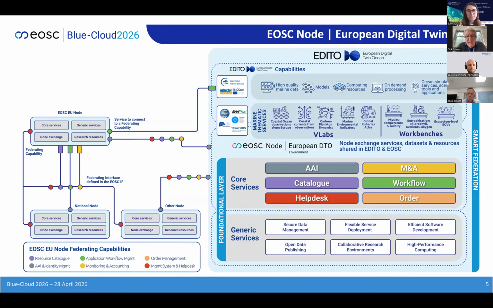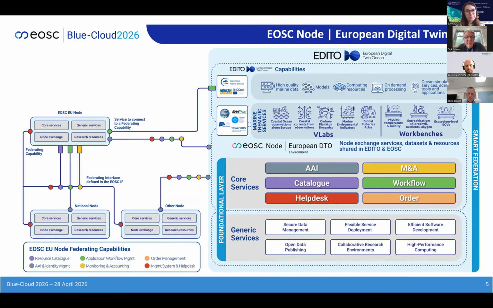Now, this is a schedule. It's always nice, these schedules, but what we bring here is on the left, you see the EOS Federation, which consists of several nodes. Could be the EU node as a core, but there are also thematic nodes. There are also national nodes. Now, the EOS node for the European Digital Twin Ocean is seen as a thematic node for the marine domain, and it has certain core engineering services, because every node should have those. And then it has some specialism, like a virtual research environment, and it has several virtual labs and workbenches, and also access to a lot of data.